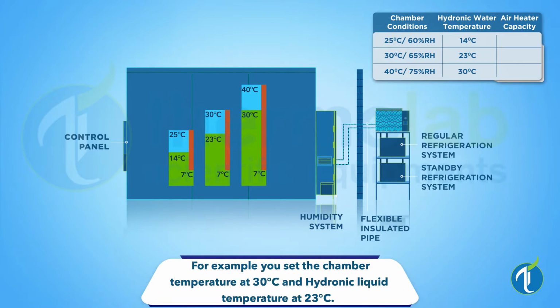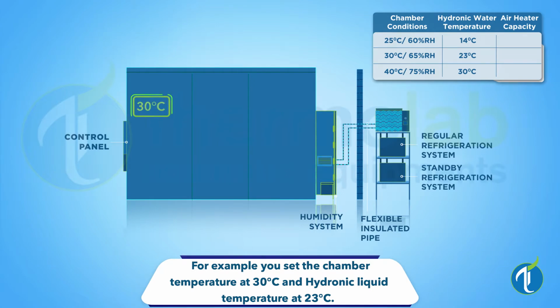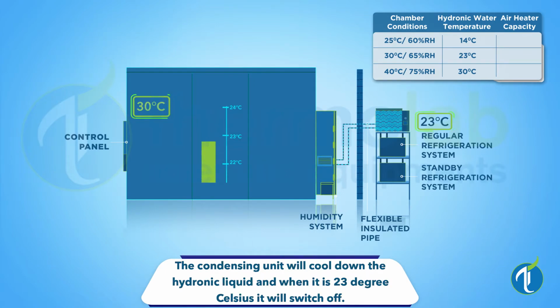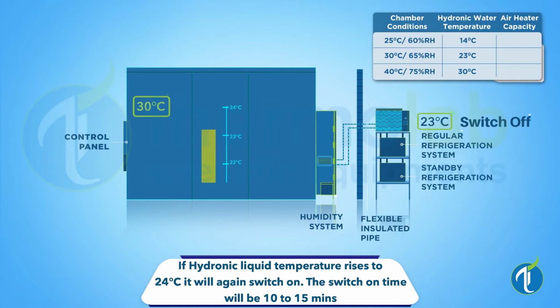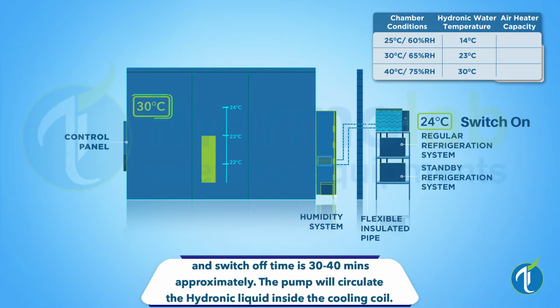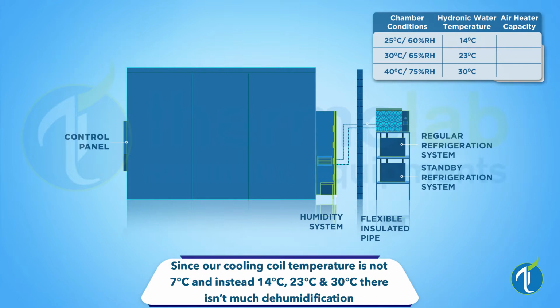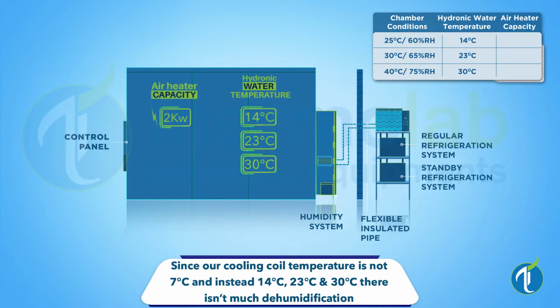For example, you set the chamber temperature at 30 degrees Celsius, the water temperature at 23 degrees Celsius, and the compressor will cool down the water, and when it is 23 degrees Celsius, it will switch off. If the water temperature rises to 24 degrees Celsius, it will switch on again. The switch on time will be 10 to 15 minutes and switch off time is 30 to 40 minutes approximately. The pump will circulate water inside the cooling coil. As the temperature difference is not much, the heater required will be 2 kilowatt, 1 kilowatt and 1 kilowatt.